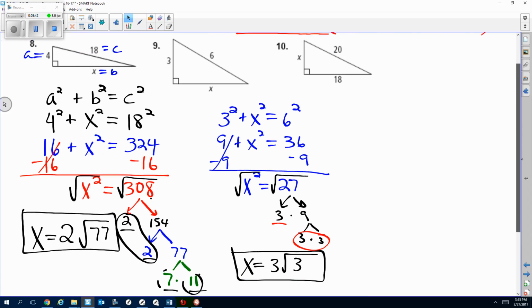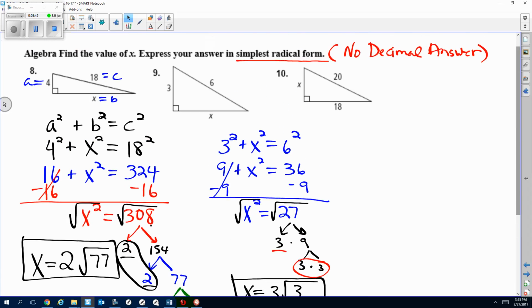So same type of notion here. We are doing x squared plus 18 squared equals 20 squared. Now do each one at a time. We know the x squared is going to stay there, but what is 18 squared equal to? What's 20 squared equal to? Then do your subtraction. Take your square root. Try to do this one on your own.